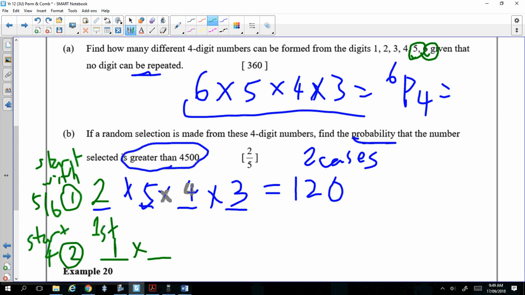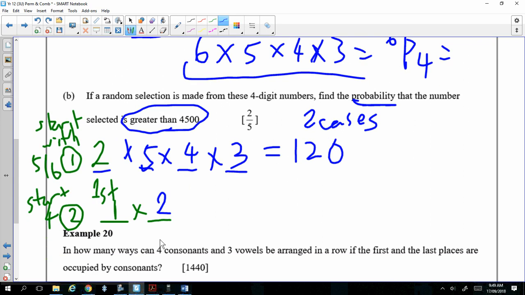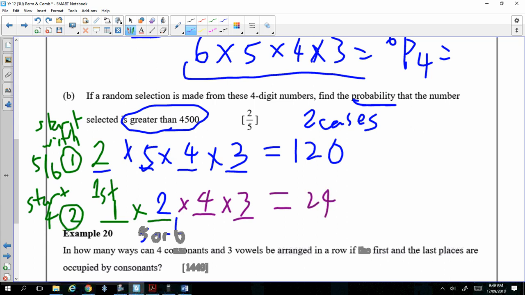And then once you choose 5 or 6, the next number could be anything. So how many choices are left? There are 4 digits left, and then 3. So therefore, that will be 6 times 4, 24. So the total number of ways will be 144. So the probability of being greater than 4,500 will be 144 over 360.